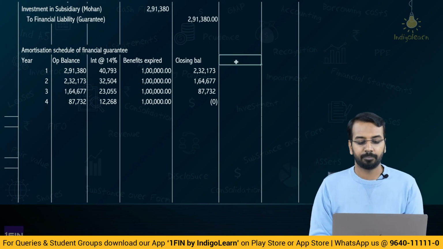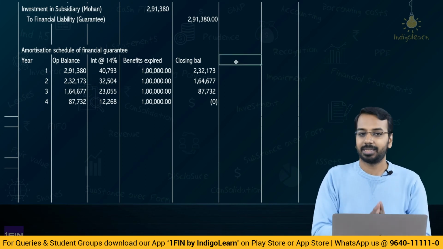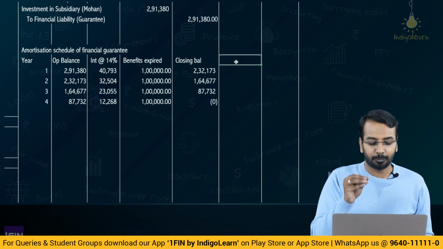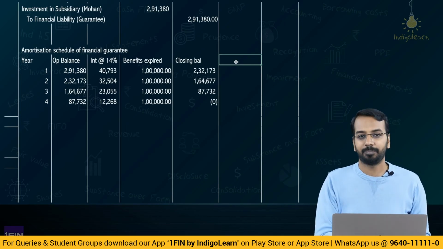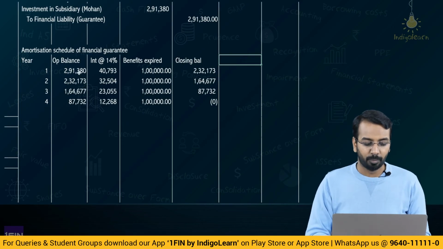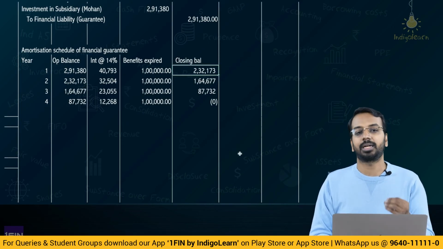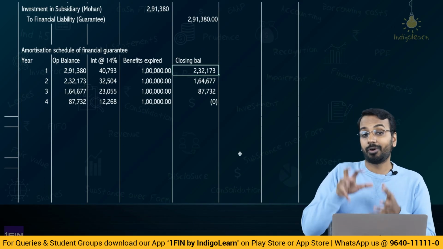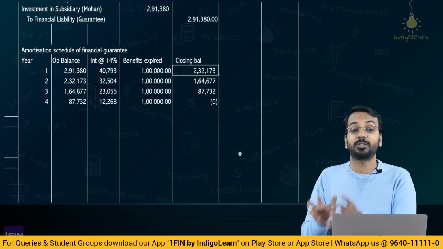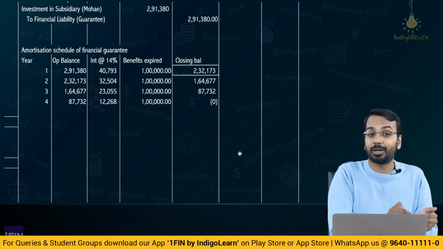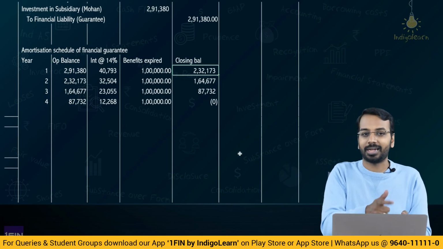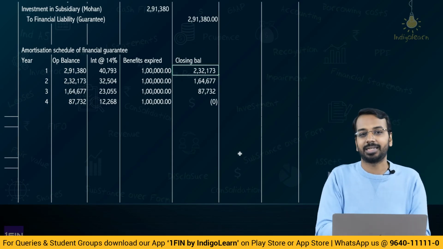Now what this table basically tells us is, at the end of year 1, the fair value of the guarantee liability comes to 232,173, okay, and the movement from 291 to 232 should be recognized as income. Please remember, on one side we have said there is an investment, and then we have said there might be a liability. That liability is no longer required for the first year. So, to that extent there is a benefit that you will recognize in P&L.